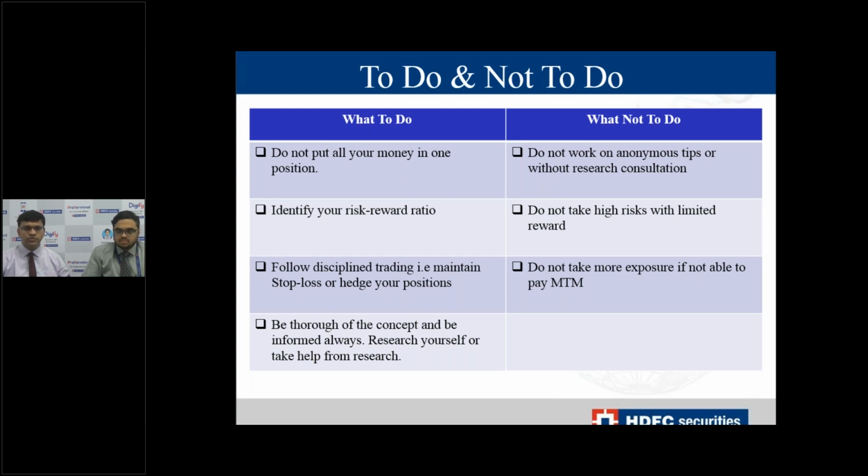Now, what not to do? Do not act on anonymous tips or without taking advice of the research team. And do not take high risk with limited reward. As I mentioned earlier, you should look at a trade only if the reward is at least 2 times the risk that you're taking. And do not take more exposure if you're not able to pay the mark-to-market margins. This applies to the futures market. So it's important that you don't take bigger positions if you're not in a position to pay the margins.